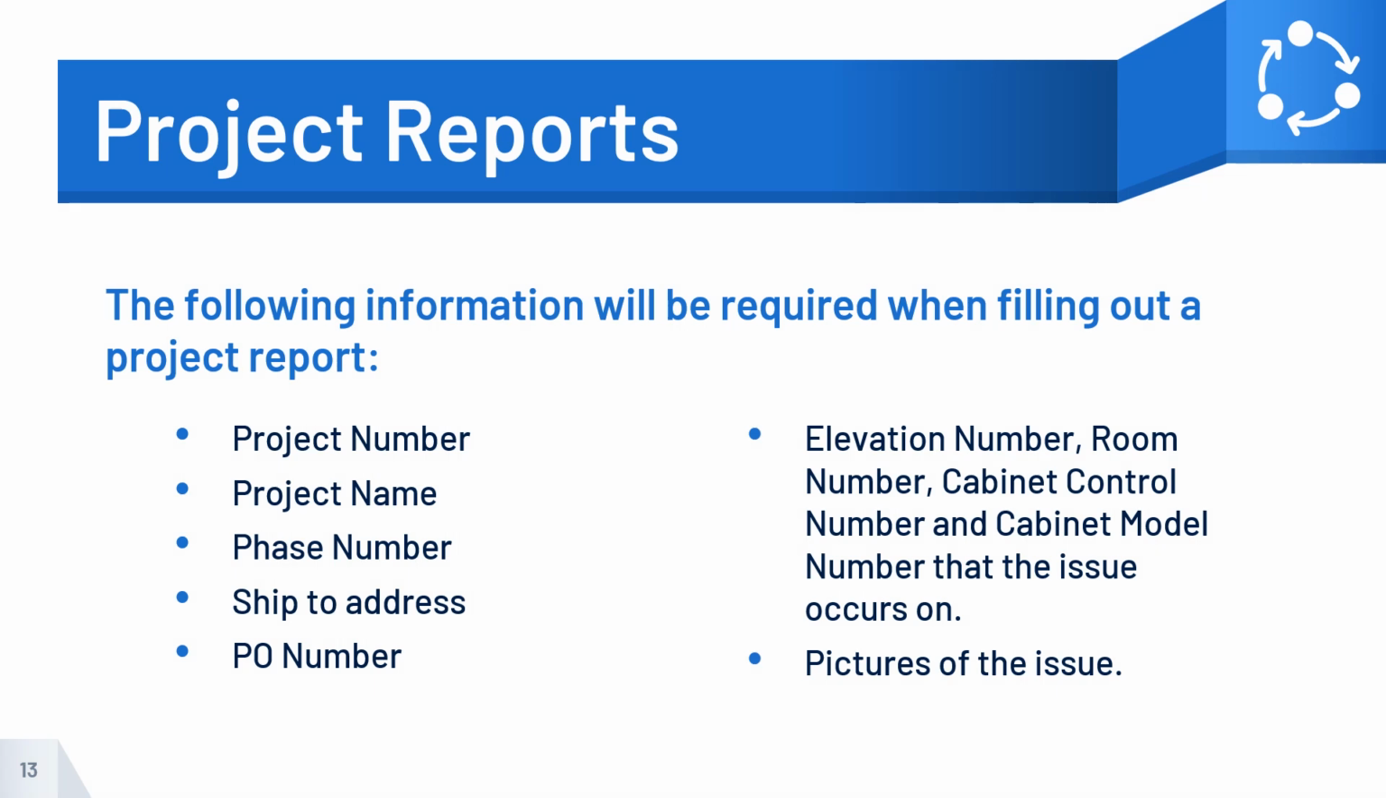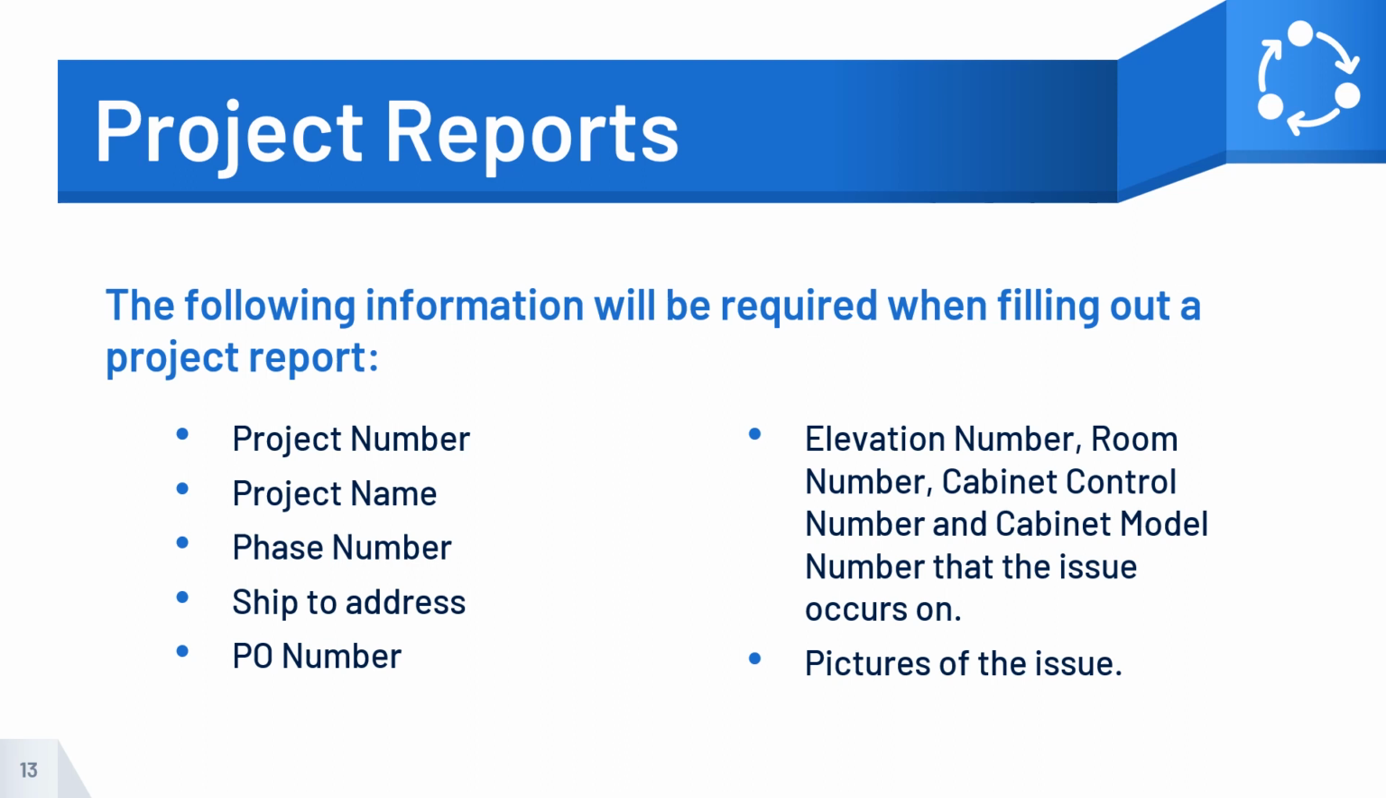Project reports are a form that our customers fill out to report missing or damaged items, as well as items made incorrectly. This form can be found on Stephen's Advantage website. The following information will be required when filling out a project report.